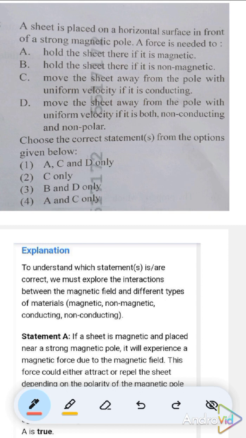First option is A, C and D only. Option 2 says C only. Option 3 says B and D only. Option 4 says A and C only.